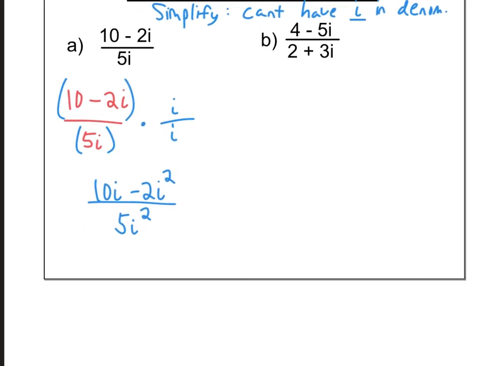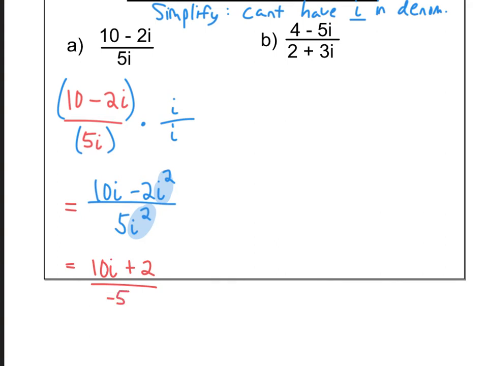Okay, so let's think about a couple things. We have some i squareds in there, right? We have i squared here and here. So I'm going to replace each of those with -1. Okay, so the numerator is going to become 10i. Instead of -2 times -1, I'm going to write it as +2. And the denominator is 5 times -1, so -5.